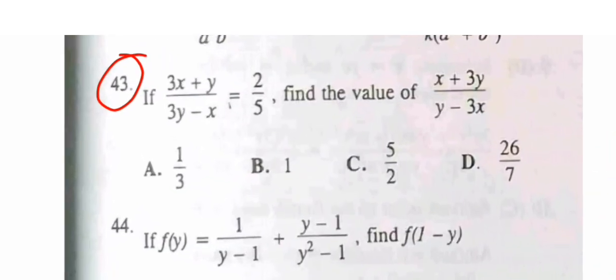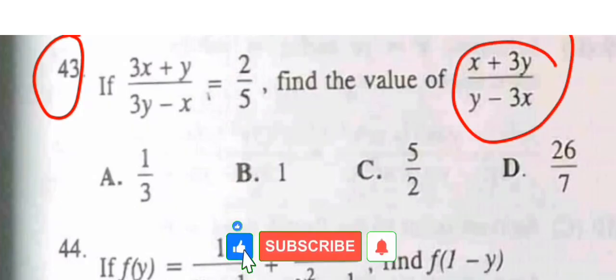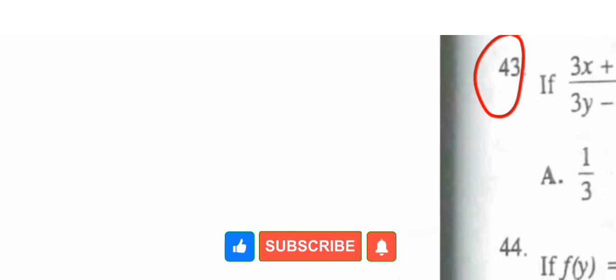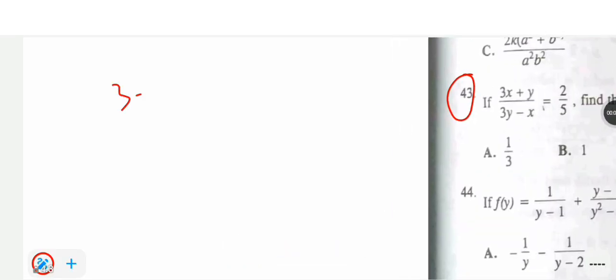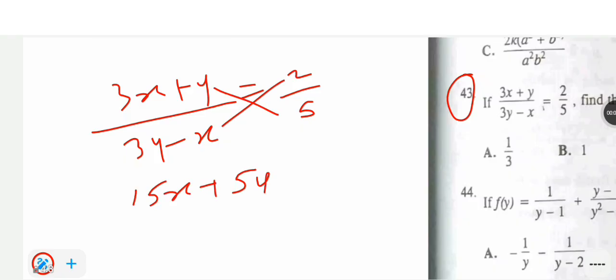For number 43, we are told that if (3x + y)/(3y - x) = 2/5, find the value of (x + 3y)/(y - 3x). So let's simplify that really quick. So 3x plus y divided by 3y minus x is equal to 2 over 5. Let's cross multiply. That will give 15x plus 5y, then 2 multiplied by everything here, 6y minus 2x.